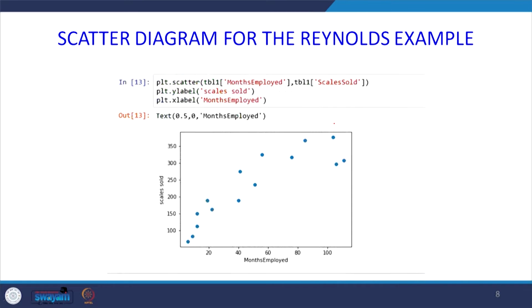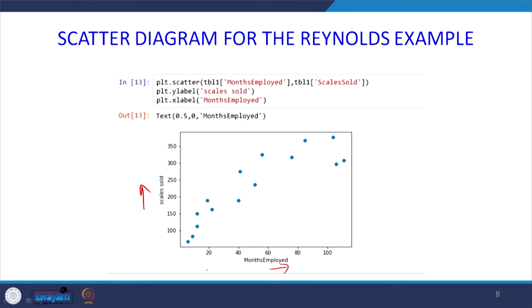Let us do a regression analysis. First, before going for regression analysis, we will go for a scatter plot. For drawing the scatter plot, plt.scatter, with the first variable months employed, this variable. The second variable, which is going to be on the y axis, scales sold, this one.